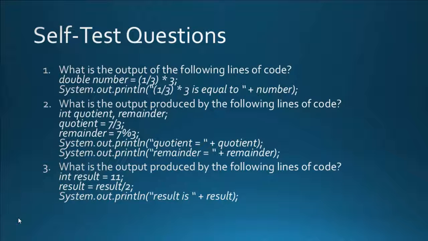Number 3. What is the output produced by the following lines of code? Int result equals 11. Result equals result divided by 2. System.out.println, quote, result is, quote, plus result.